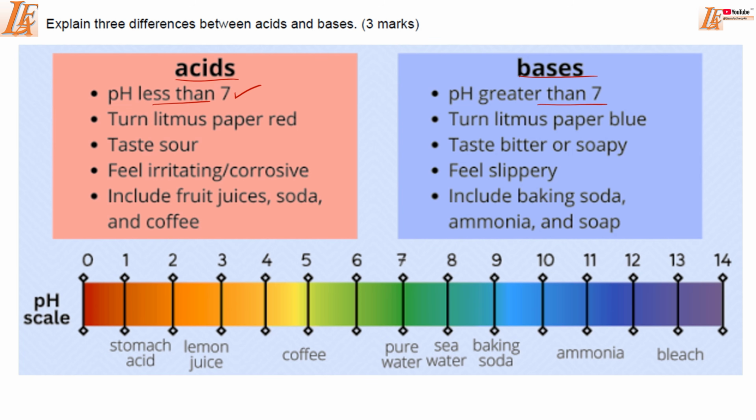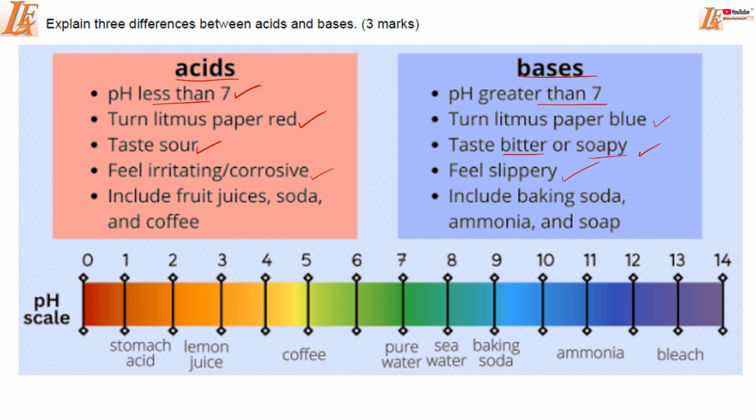Then for acids, we say they turn litmus paper red. If you introduce a litmus paper inside an acid, the blue will turn to red and red will remain red. For bases, they turn litmus paper blue. So if you introduce a red litmus paper inside a base, it will change to blue and the blue will remain blue. Another difference is that acids taste sour while bases taste bitter or soapy. Then another one, acids feel irritating or corrosive, bases feel slippery.